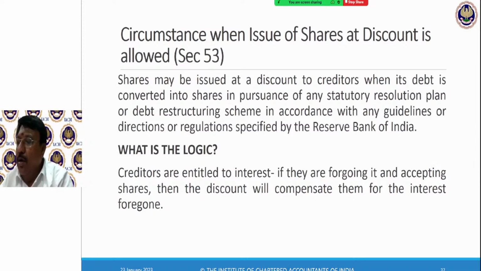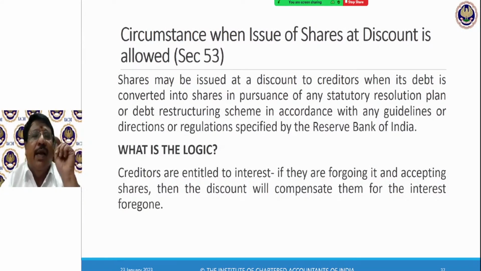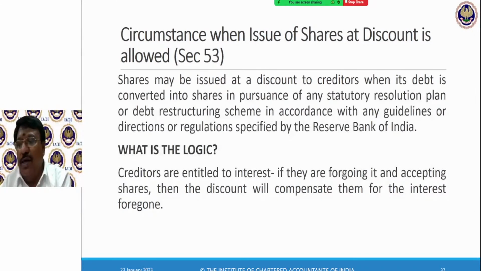Okay, good. It can be issued at discount to your creditors in pursuance of debt conversion into shares. Again, use the words "in accordance with any guidelines specified by the RBI, Reserve Bank of India." Put that in there. Okay. Logic I have given for your understanding. You need not write it in the exam, but for your understanding, I have given the logic.